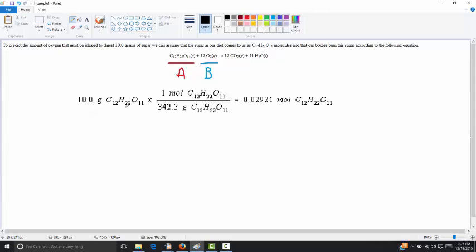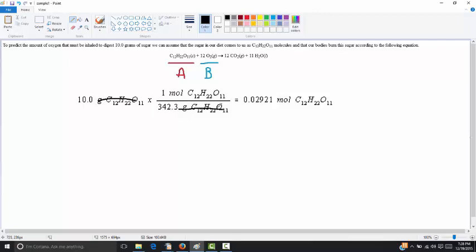Okay, and here's how you do that. The 10 grams of the sugar that you're given, and you multiply that by the equivalent value of 1 mole of sugar times the molar mass. If you take 12 masses of carbon, add that to 22 masses of hydrogen, add that to 11 atomic masses of oxygen, you get a total of 342.3 grams of sugar. So these are equivalent. And the reason why you have mole on top and grams on bottom, that way the grams here will cancel each other out.